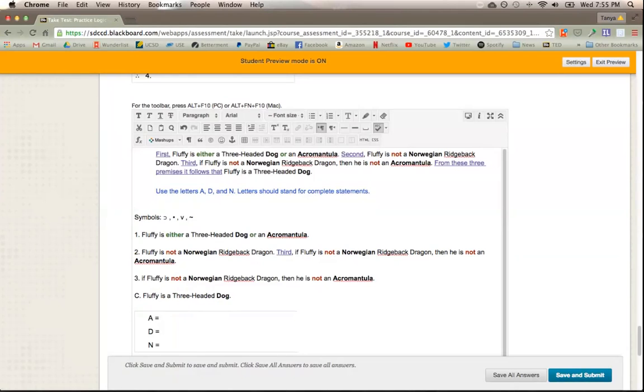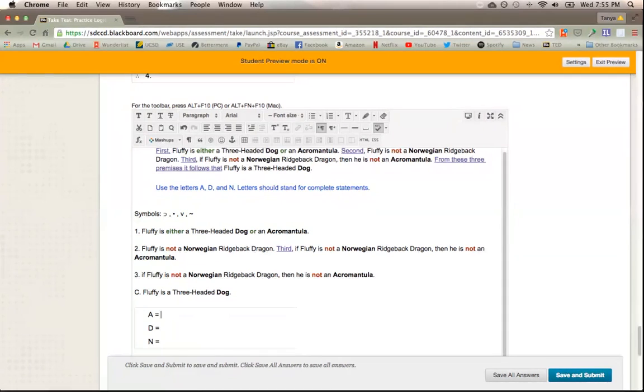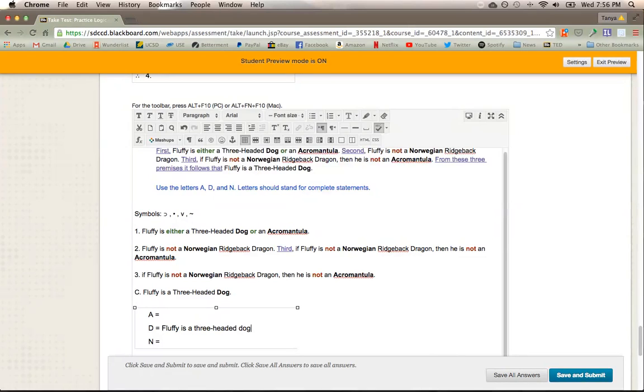Okay, once we've put the argument into standard form, it makes sense to figure out what the atomic statements are. And I've given you a hint, there's three, A, D, and N, and I also used bold to help you figure out what those might be. So here we've got Fluffy is either a three-headed dog or an acromantula. And so we've got Fluffy is either one thing or another. Let D be Fluffy is a three-headed dog. So let's put that in here. That's A, one, two, D. All right, and the other was Fluffy is an acromantula.